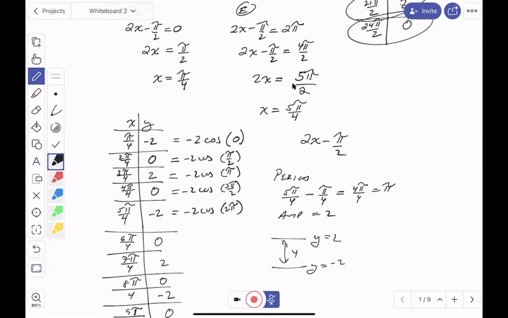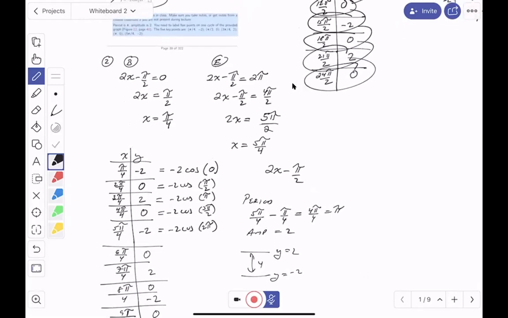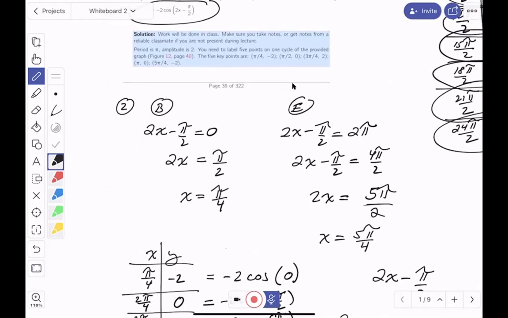I'm just going to briefly look back over the key. And I want to see if I'm seeing those answers. So I said the period is pi and the amplitude is 2. I'm seeing that.